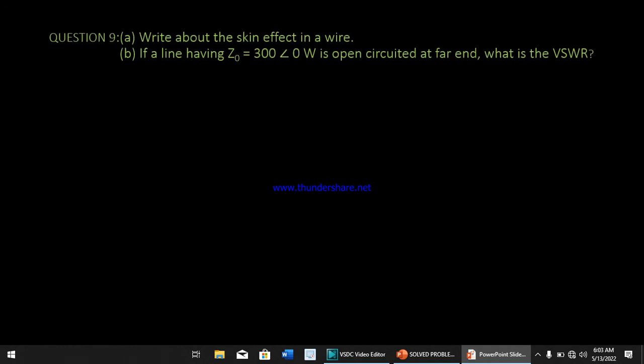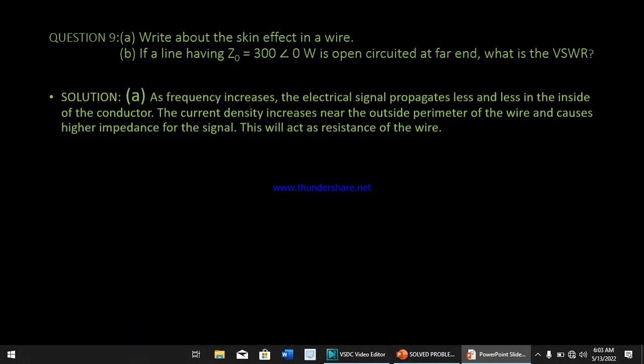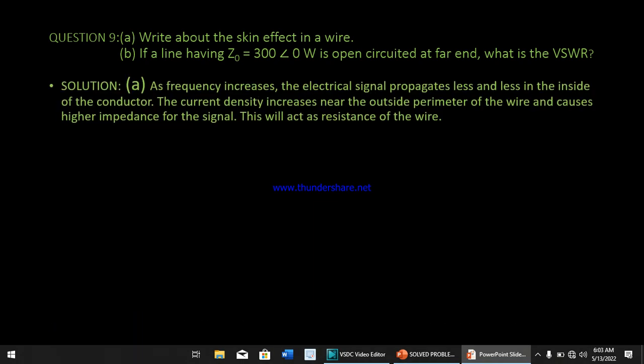Question 9. Write about the skin effect in a wire. And the B part says if a line having characteristic impedance of 300 ohms is open circuited at the far end, what is the VSWR? Question A, which says we should write about the skin effect in a wire.